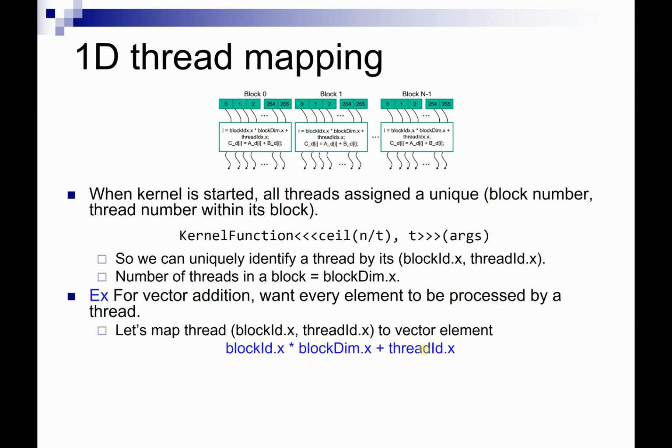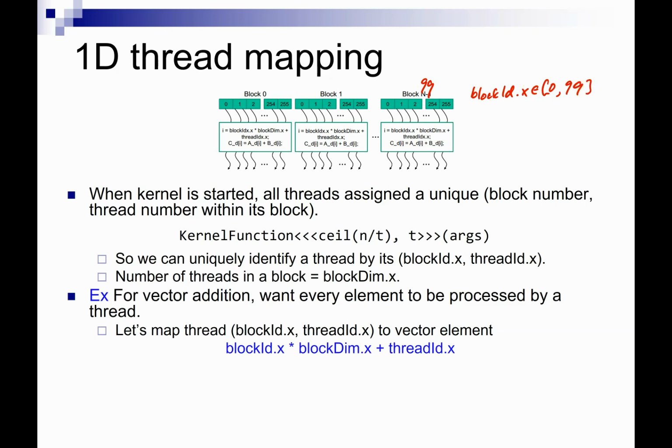And the claim is that what this computation achieves is, well, let's get some concrete numbers just to make things easier. Suppose we have thread blocks, and let's say you have 100 thread blocks, so block IDs 0 to 99, and we have 256 threads per block. So this block ID dot x is going to be a number between 0 and 99.